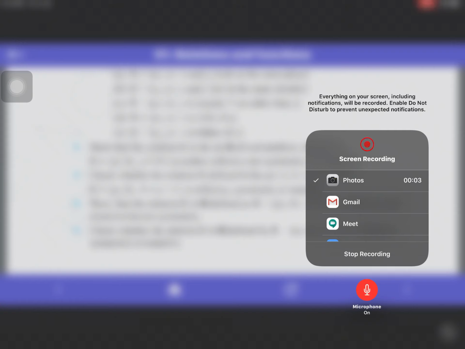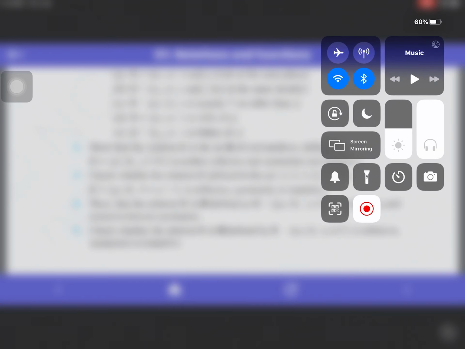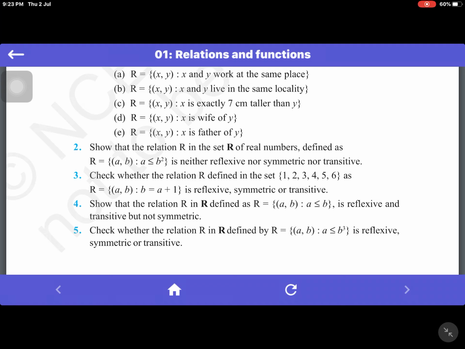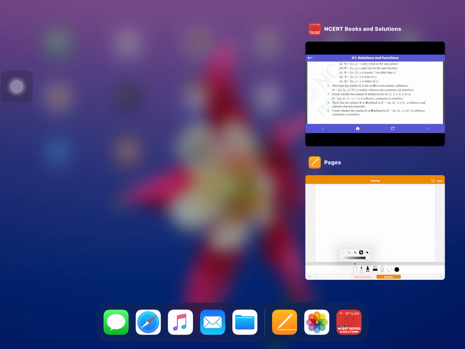Yeah, once again, students will discuss one more question. One more interesting question is there. Just put your concentration. That is the second one. Show that the relation R in the set R of real numbers, defined as R equal to {(a, b): a less than or equal to b square}, is neither reflexive nor symmetric nor transitive. Now we'll discuss that one. Once again, just observe what the given question is. Now we'll start the solution.